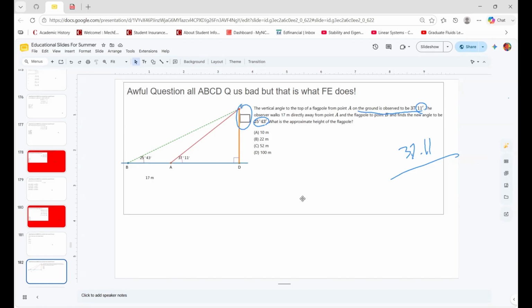Anyway, the observer walks 17 meters directly away from point A, okay, and a flagpole to point B. If that's 17, okay, so I get what you're trying to do. You're trying to figure out the approximate length of the flagpole from these two angles. So we can figure out these two angles. I can get this length. From this length, what can I get? Because this length is x.